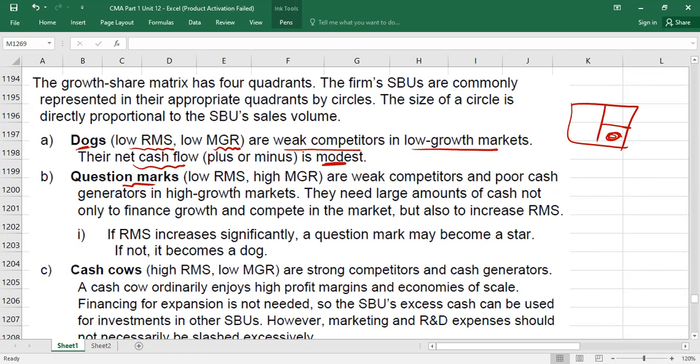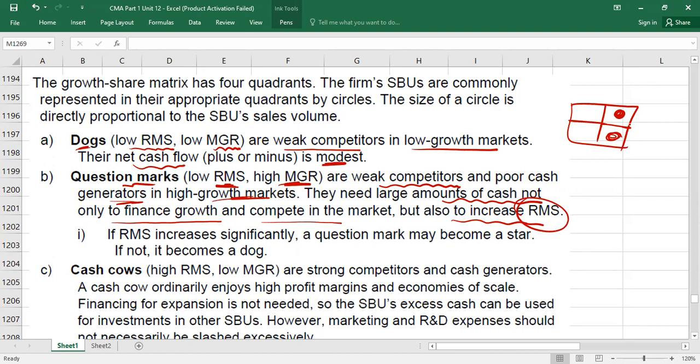Question marks are what? Question marks are where the relative market share is low, but you have a high growth rate. Those are called question marks. So these are also weak competitors and poor cash generators in a high growth market, because there is high potential to grow, but your customer base is less. So these are weak competitors and they are generating less cash. They need a large amount of cash, not only to finance growth and compete in the market, but also to increase market share. Understood?